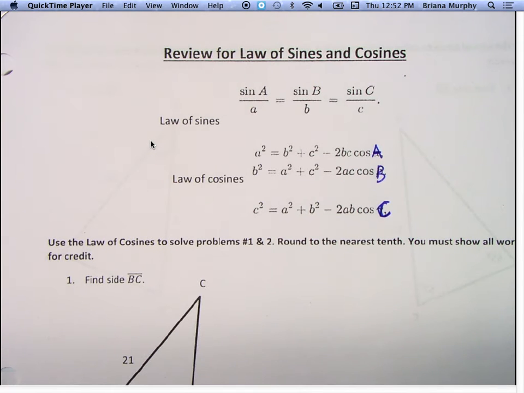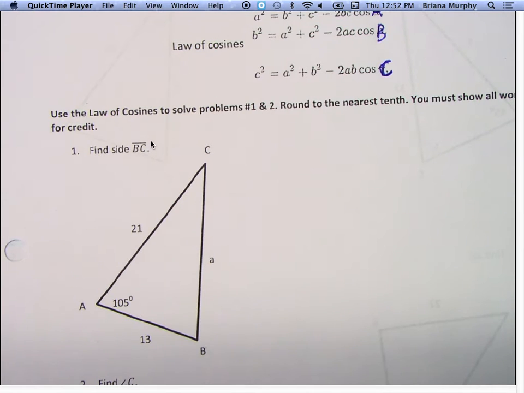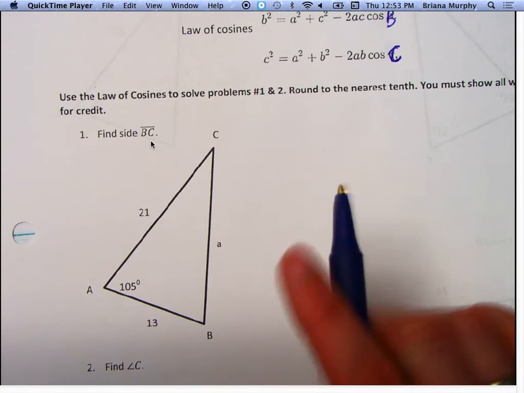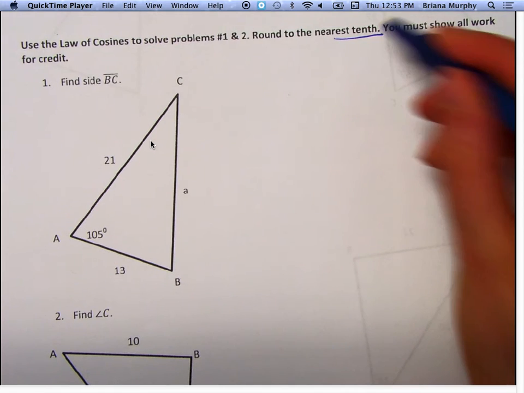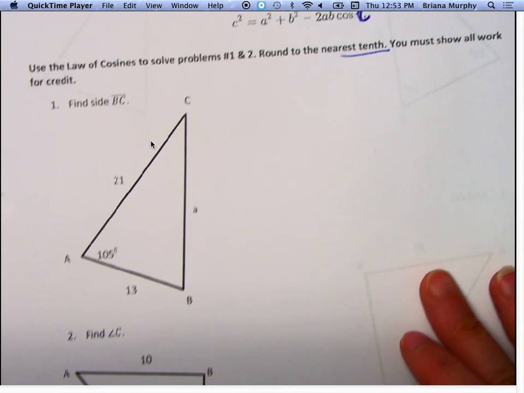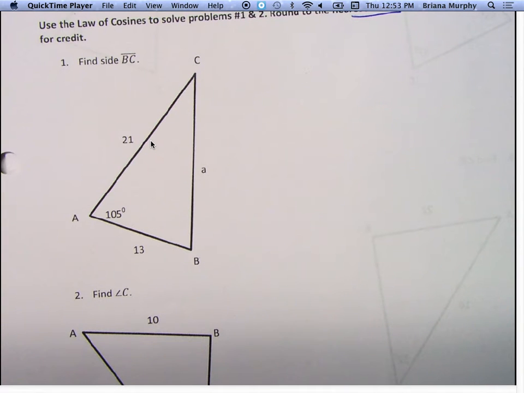I am going to do 5 examples, and then you have a bunch of homework to practice the law of sines and cosines. We're going to look at using the law of cosines to solve problems 1 and 2. We're going to round to the nearest tenth, and we're going to show all of our work. Some of you who like to skip steps, not for here. Show it all.